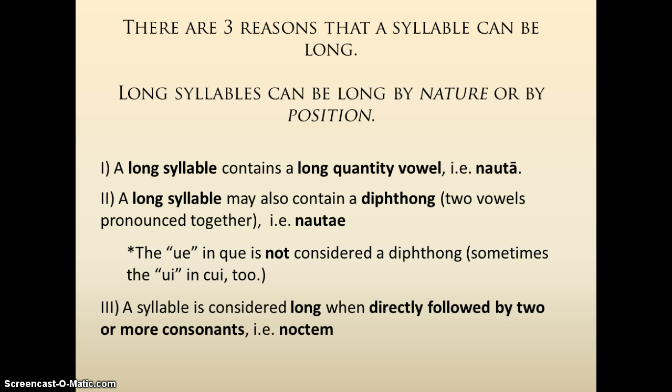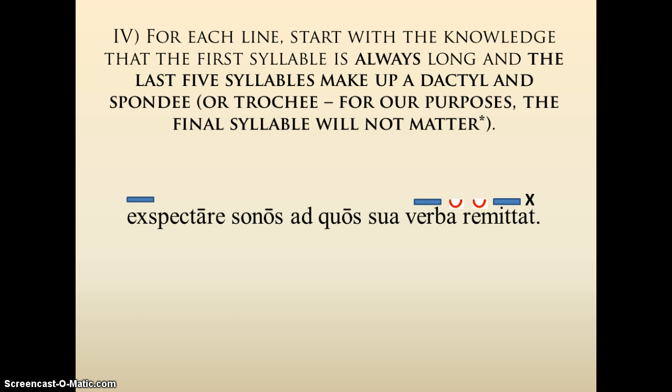The 3rd reason is a syllable could be considered long when followed by 2 or more consonants. For instance, noctem. In noctem, the O is definitely long because it is followed by a CT. If we had the word noctemque, the E would also be long in noctem because it would be followed by M and Q. The 4th thing that you can use as a clue is this. For each line, start with the knowledge that the first syllable is always long, and the last 5 syllables make up a dactyl and a spondee.